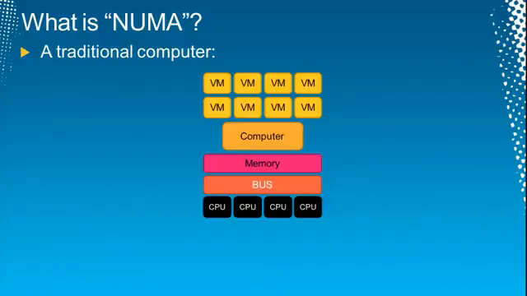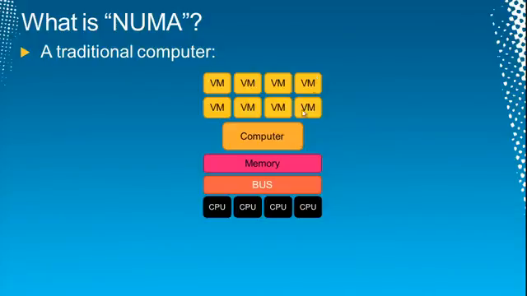So NUMA is basically a different kind of computer architecture. What we see on the screen here is more of a traditional one. Here on the bottom, we obviously have our CPUs. We have our bus. We have our memory. Here we have the computer. In this case, we can call this the virtualization host or Hyper-V. And of course, we have all the virtual machines on top.